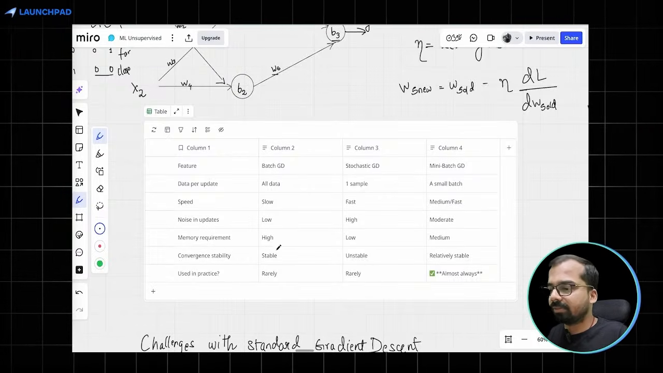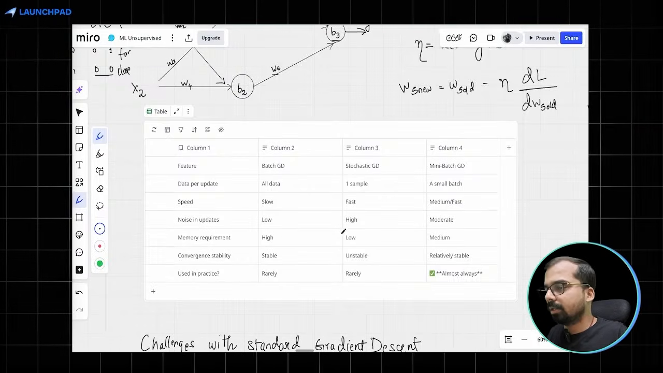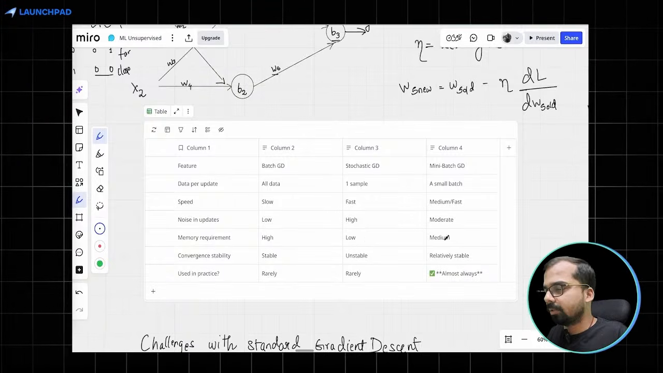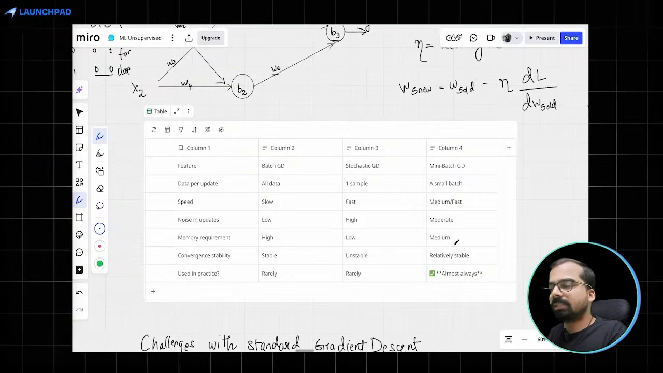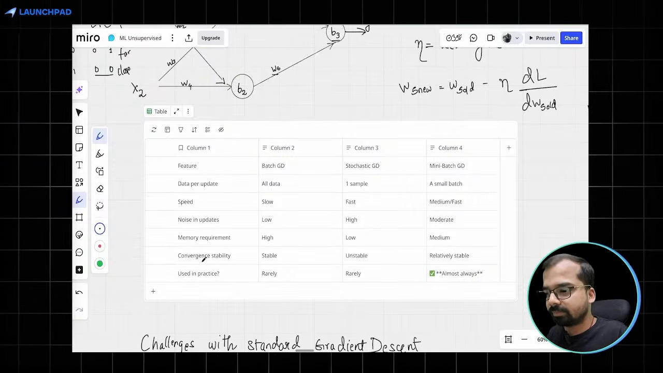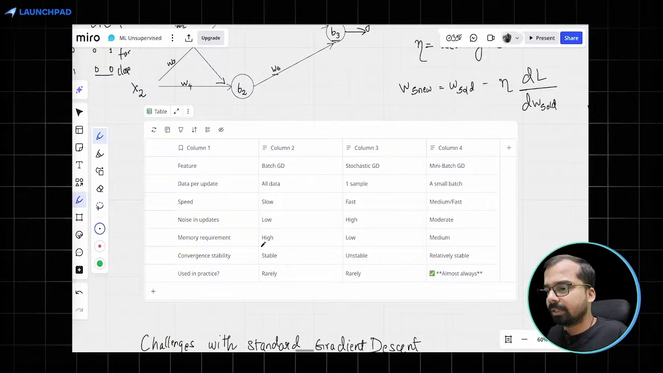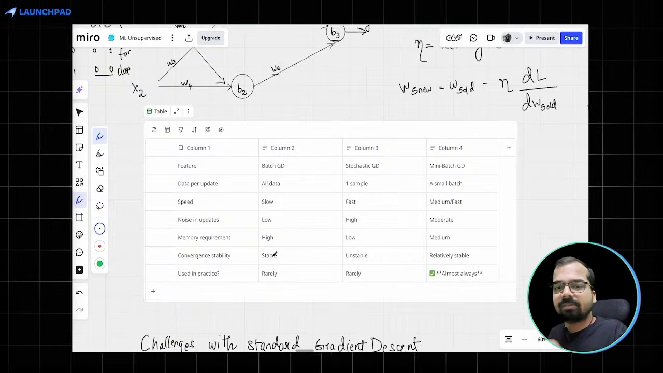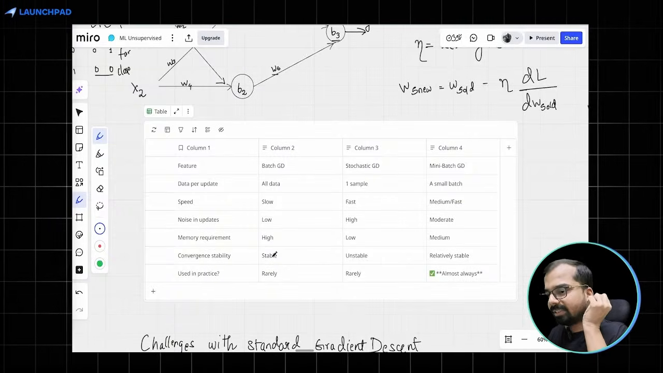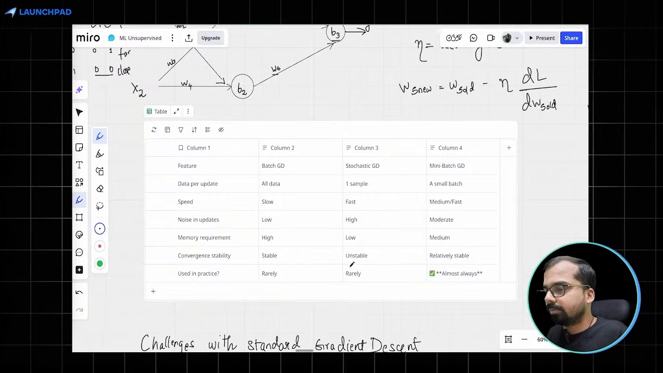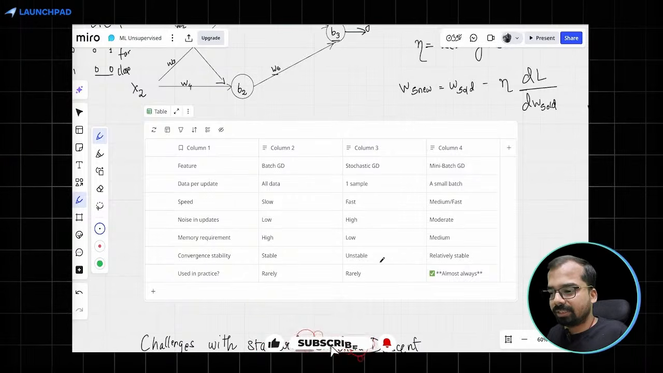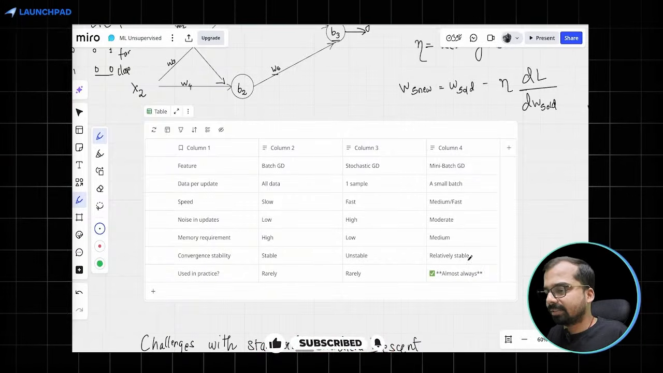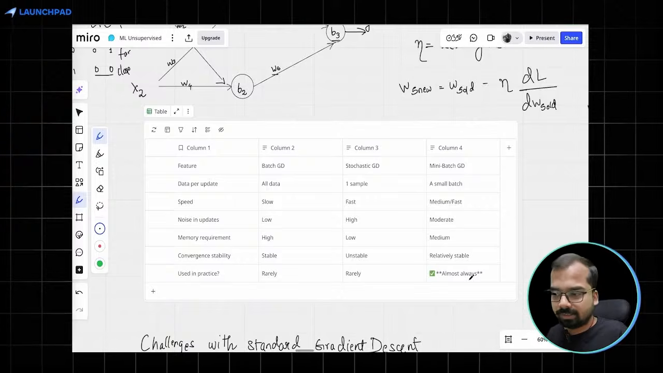Memory requirements, obviously batch will be very high, stochastic will be low, and mini batch is medium. Basically it depends on the size that you have mentioned. Convergence stability, basically how stable the convergence is. Batch is stable, stochastic is unstable, and mini batch is relatively stable. And in practice, almost always mini batch is used.